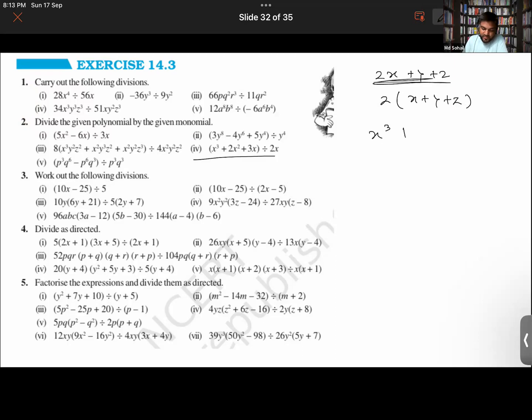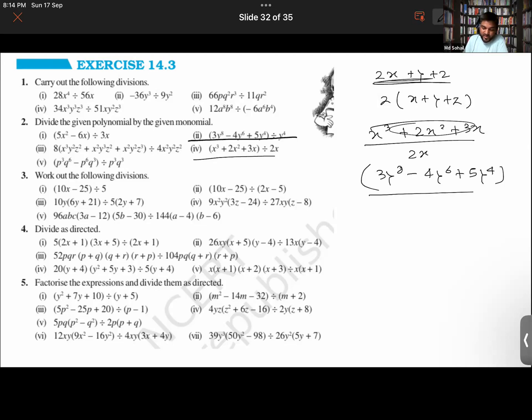So x cube plus 2x square plus 3x divided by 2x. No, sir, I was doing the second one: 3y raised to the power 8 minus 4y raised to the power 6 plus 5y raised to the power 4 divided by y raised to the power 4. Okay, you are solving this one. So what is the common term in all of the three? It's obviously y raised to the power 4.